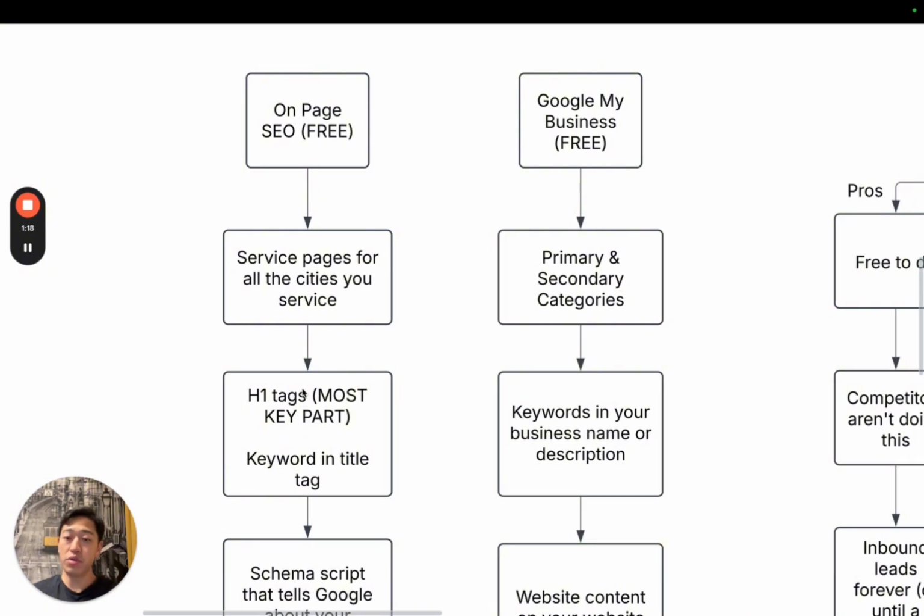Number two is the H1 tags. This is the most important part in terms of SEO for your pages. If your website doesn't have any service pages or doesn't say what city you're currently servicing, for example, roofing in Houston, Texas, or pool building in Houston, Texas, or HVAC installation in Houston, Texas, you need to have that as your H1 tag so you can rank for those keywords, because Google puts a priority on these H1 tags over everything else.